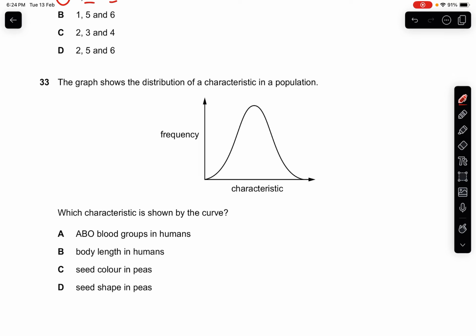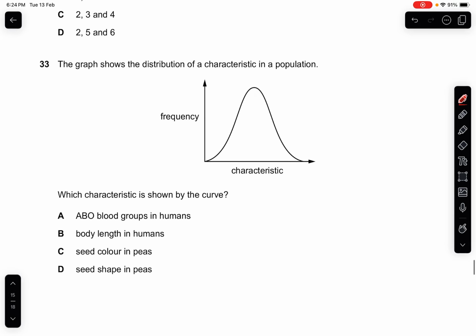So this curve is typically what we call discontinuous variation. For this case, the variation is that it can change over time. From the options that we have, it will be the body length in humans, because we increase and we also decrease as time passes.